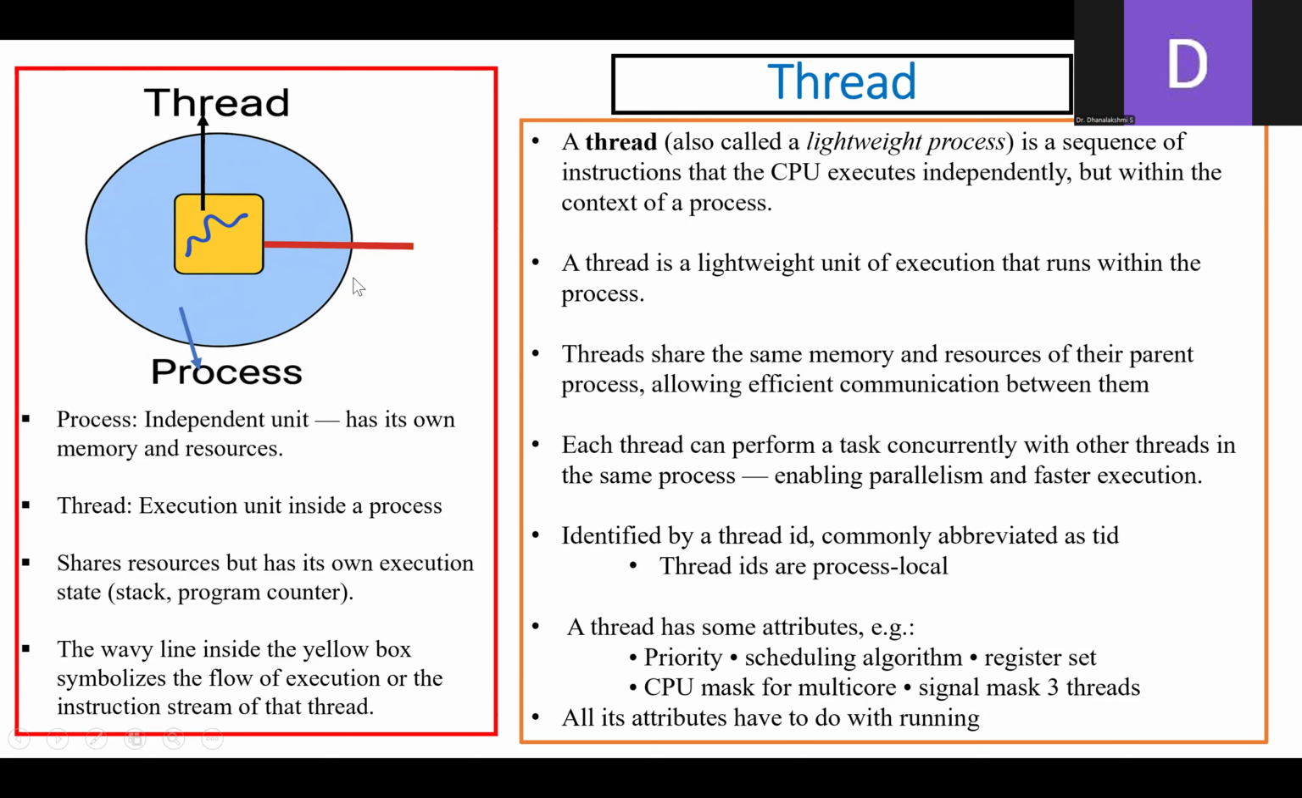And it's identified by thread ID. We call a process by process ID, PID, and we call a thread by thread ID, TID. Thread IDs are process local, within the process. A thread has some attributes also: priority, scheduling algorithms, register set, CPU mask for multi-core, and signal mask. When you have 3 threads, you need signal masking sometimes. So all these attributes have to do with running. The details of multi-core and masking will be seen later.